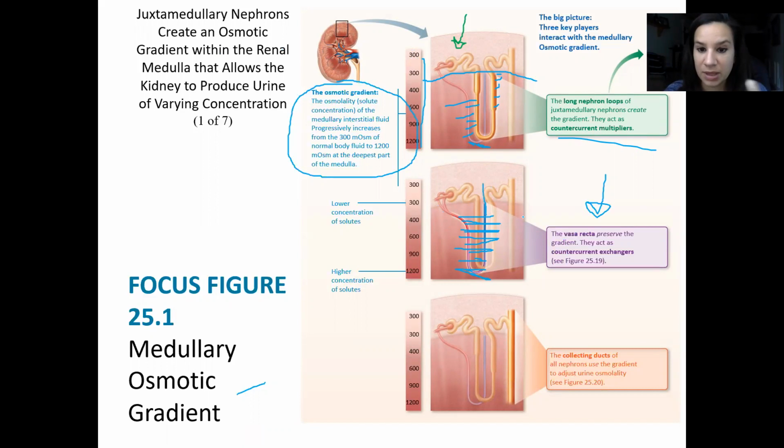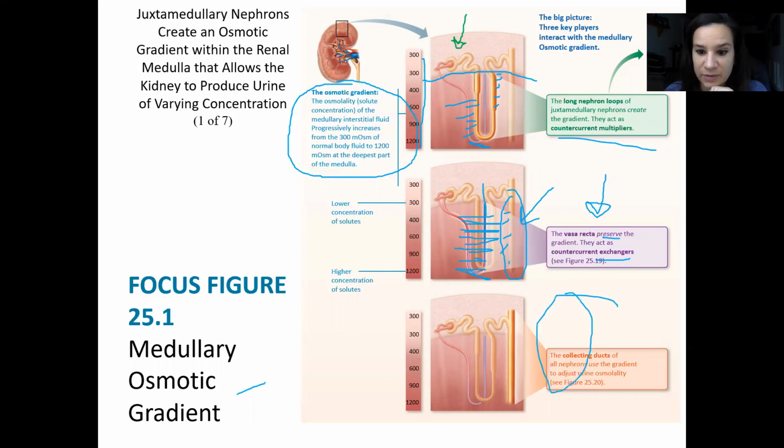So the blood that has reabsorbed all those water and solutes comes out just about even, pretty close to 300 milliosmoles. So they're preserving that gradient and they're acting as countercurrent exchangers. And we want to preserve that gradient because, again, we're going to focus on the collecting duct in the very near future. So we want to take advantage of that gradient. And if we need to reabsorb a little bit more water or salt, we're going to exploit that.